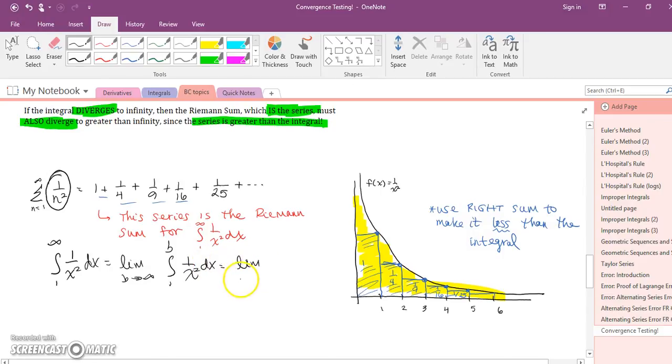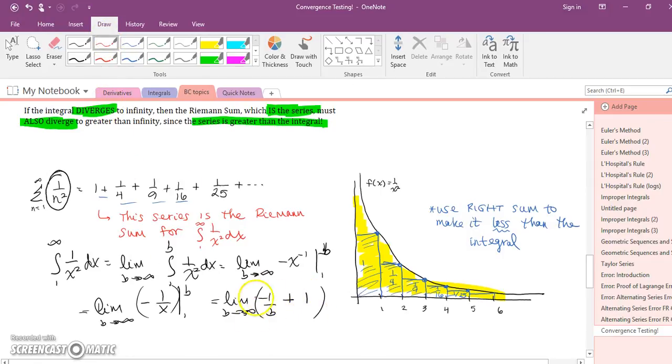And whenever I go ahead and do that antiderivative, that's x to the negative 2, so add 1, x to the negative 1 divided by negative 1. So that's the limit as b goes to infinity of negative 1 over x from 1 to b. And when I plug in here quick, that's negative 1 over b minus a negative 1 over 1. So if I were to plug infinity in here, even negative 1 over infinity will go to 0, and I'm left with 1. That means the area under the curve as you go to infinity and beyond is 1.